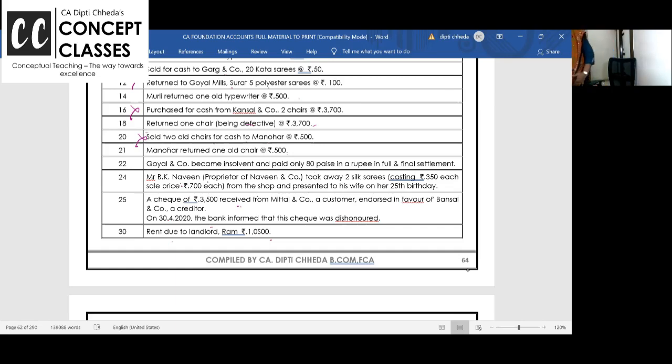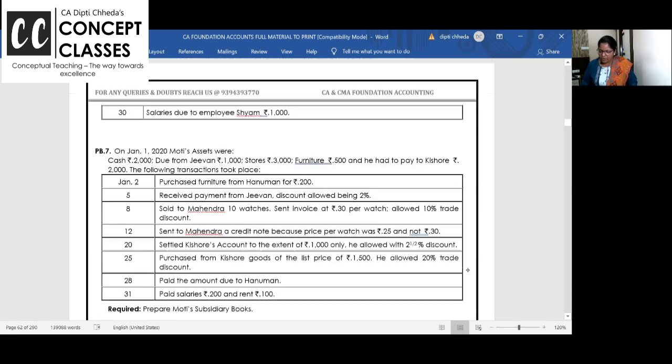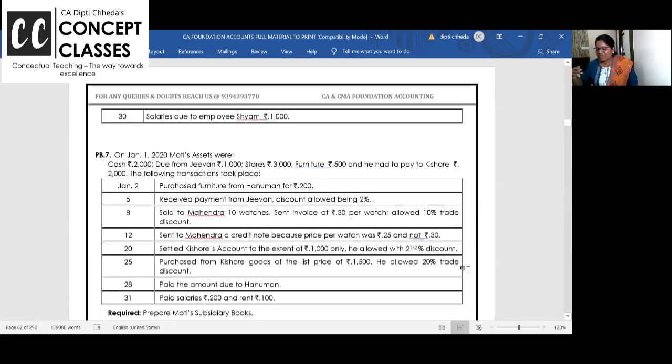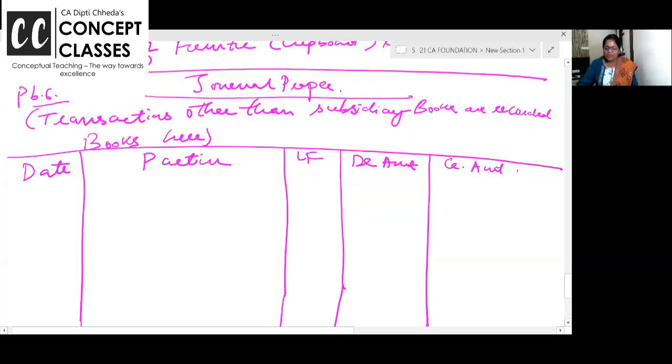I hope you are getting it. Anyone is having doubt and not able to pick up the figures, tell me. Rent due to landlord, salaries due. See, if you pay salaries in cash, that is different. If you have not paid salary, outstanding salary, it's a year ending adjustment, you will record it here. So quickly we will do the 6th problem. Okay? Chalo. We will record the transactions which we should record. So directly first, I hope you have put all ticks.